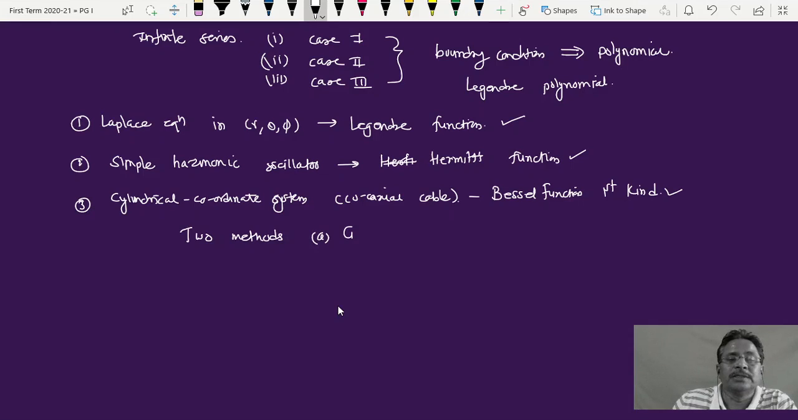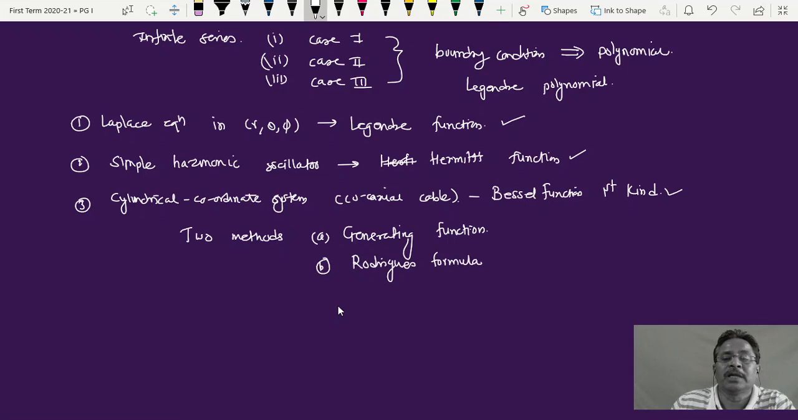Method A is called the generating function. So we can generate all these polynomials or functions using certain generating functions. What these are, how they are, how to use them, we are also going to discuss in detail. And the second method is called the Rodrigues formula. This is a mathematical formula. Use this and you can get the Legendre functions or Legendre polynomials. And the third method is this series solution method, and using it also one can get Legendre polynomials.